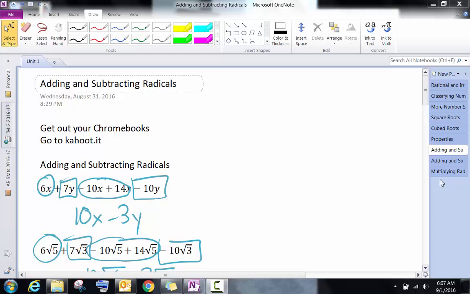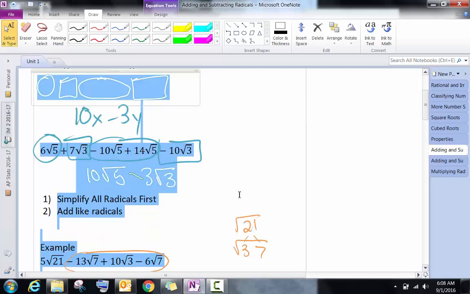We're going to look at adding and subtracting radicals. To see the connection, we're just going to look at adding like terms: 6x plus 7y minus 10x plus 14x minus 10y. Well, we have two different terms, the x's and the y's. We combine the x's: 6 and negative 10 is negative 4, plus 14 is 10, so 10x. And 7y and negative 10y is negative 3y. They're not like terms, we can't go any farther, that's it.